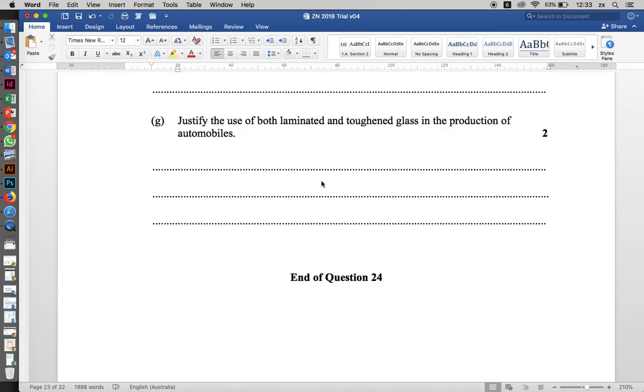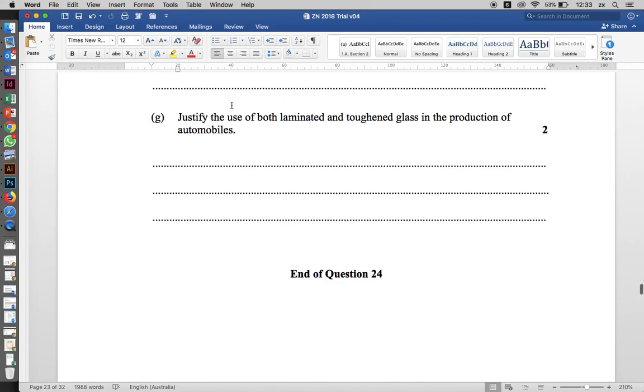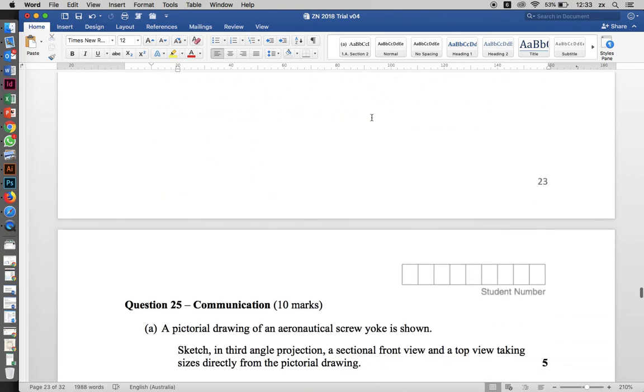So our front windows are laminated because they have to be strong and stay together in one shape if it gets hit by a projectile. Whereas the side windows, we want them to crush so that we can rescue people from the side windows. So that's the laminated. I should have mentioned the word laminated and toughened there.